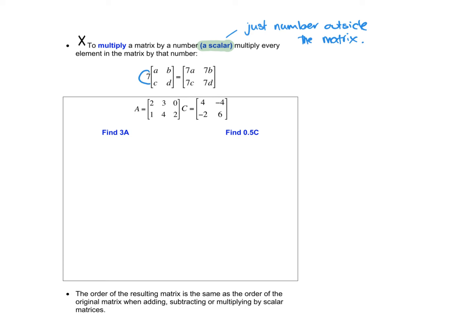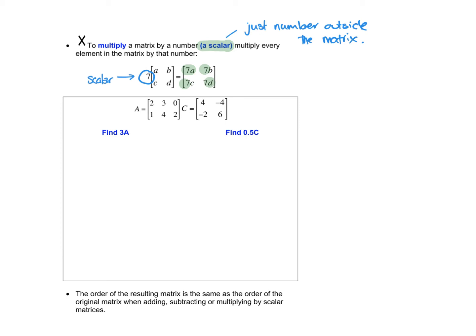So can you see here, this 7 is the scalar. Yeah, it's the scalar number. That's what you call it. And it's pretty easy. It's like brackets. You can see everything inside got multiplied by that 7. So let's do the example here.